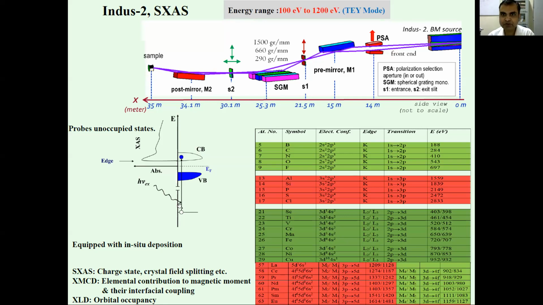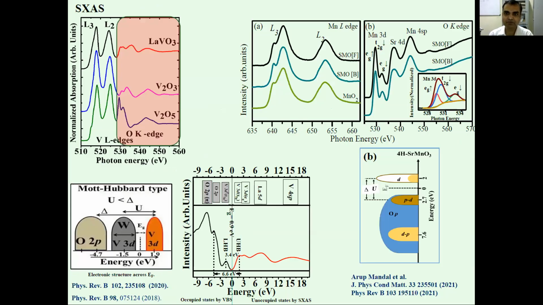The incident photon energy is from 100 electron volts to 1200 electron volts at this beamline, and that allows us to probe the photoabsorption of, say, boron, carbon, nitrogen, oxygen, fluorine. All these materials are shown here with different transitions, 2p to 3p, 3d to 4f, or 1s to 2p. So different absorption edges can be probed for different elements in this particular beamline. I will show you what information one can get.